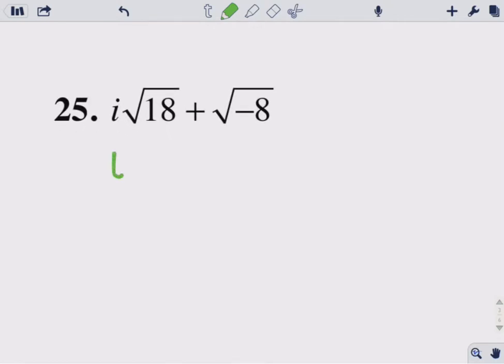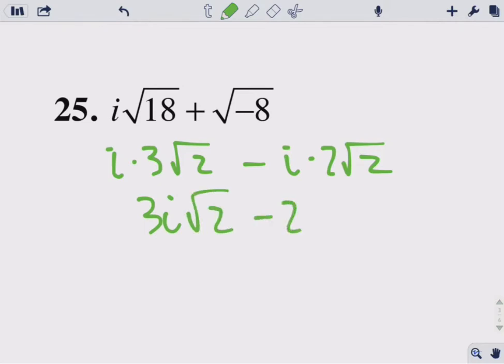25. Okay, that's i times 3 times the square root of 2 minus i times 2 times the square root of 2. So I get 3i root 2 minus 2i root 2. That leaves me with 1i root 2.